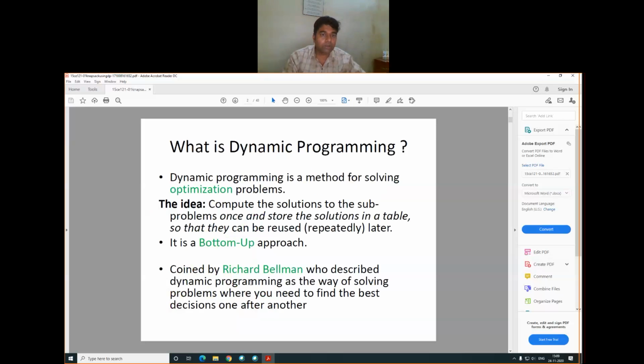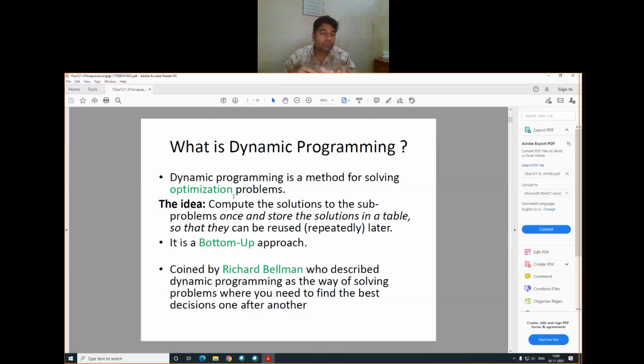Let me start by introducing what dynamic programming is. Dynamic programming is a method for solving optimization problems. We all are from a mathematical background, so we know what an optimization problem is. We have to find the optimum solution out of the various available solutions. Out of these feasible solutions, we have to choose the optimum solution to maximize the profit in the case of the knapsack problem.